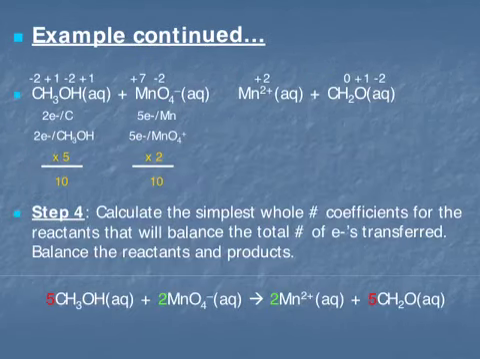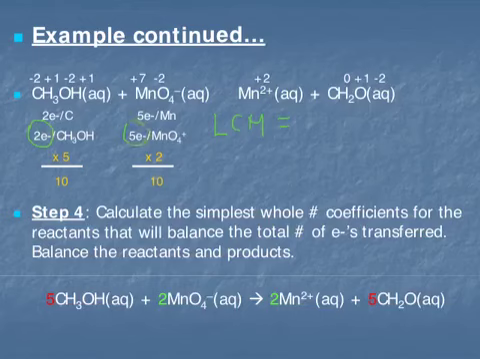Once we've determined the number of electrons transferred per molecule of the reactant, we have to determine how many molecules of each reactant we need in our reaction. But first we have to do a little math. We have to determine the lowest common multiple of the number of electrons that are transferred in this reaction. We know that for methanol, there's going to be 2 electrons transferred per molecule, and for permanganate, MnO4, there's going to be 5 electrons. So the lowest common multiple between 5 and 2 is 10.